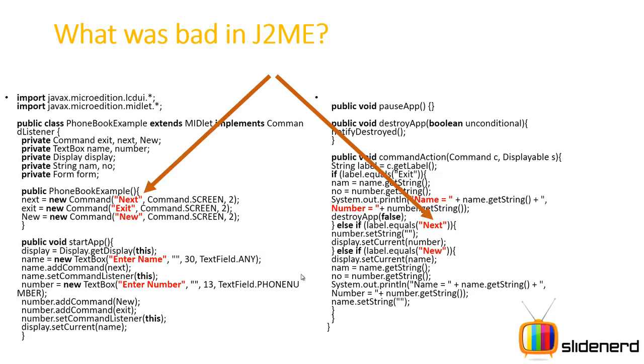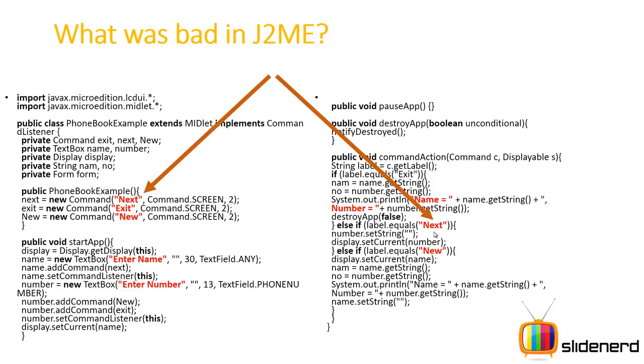There are a nice amount of problems with this, and that is why Android evolved from J2ME. Here, you see the text like next, exit, new, and you're putting them inside your Java code. So if you change them in one place and forget to change them in the other place, then your program is not going to work right. That is one of the biggest problems you had in J2ME, and that is the reason why Android decided to keep things separated. What Android did was they separated the strings, they separated the appearance, they separated the code. This is what they did.